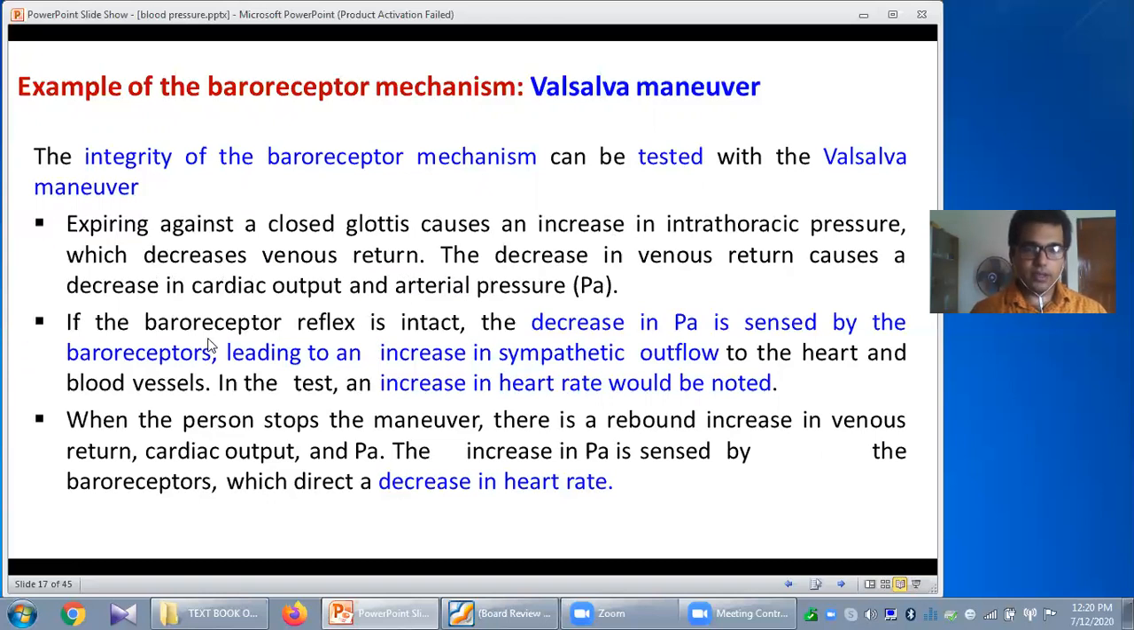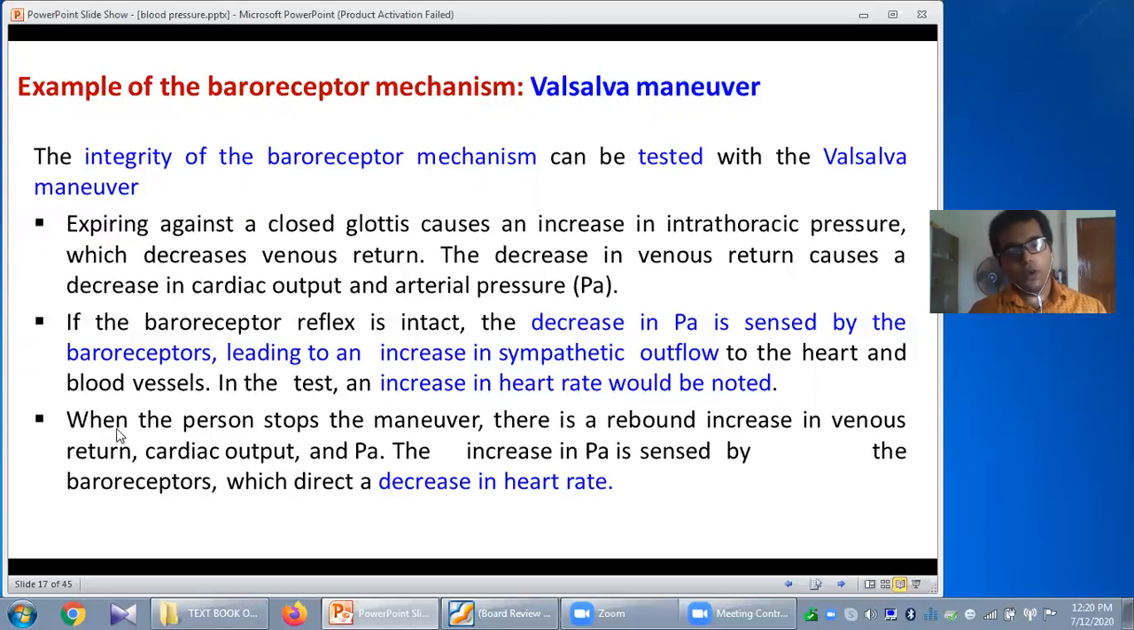Next, if your baroreceptor reflex mechanism is intact, this decrease in mean arterial pressure is sensed by the baroreceptors, leading to an increased sympathetic outflow to the heart and blood vessels. So in the test, an increase in the heart rate would be noted. Okay, you can note your heart rate increases.